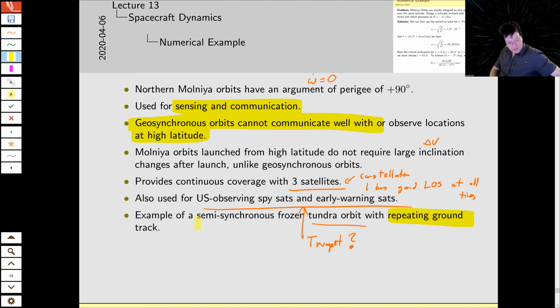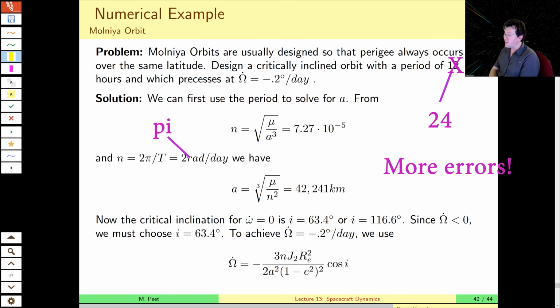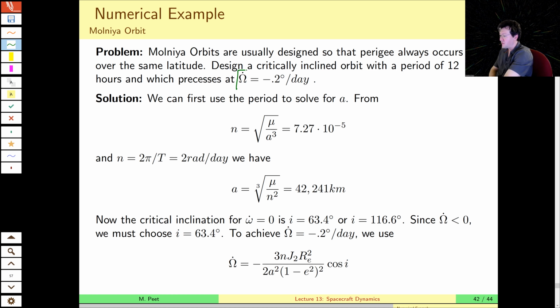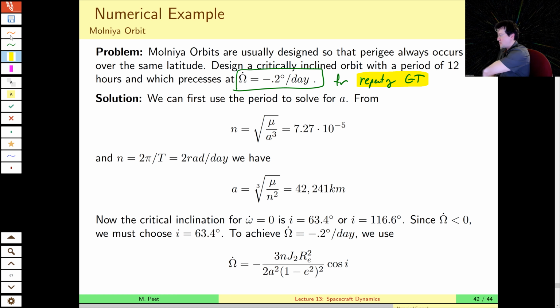Right. Technically, a Molniya is a tundra orbit with semi-synchronous, but okay. Anyway, so we want sun-synchronous. No, wait, we don't want sun-synchronous. We want the right ascension for the purpose of having a repeating ground track to process at a certain rate. I just made up this number. For having a repeating ground track. Again, made up. I don't know that that's actually a satellite.